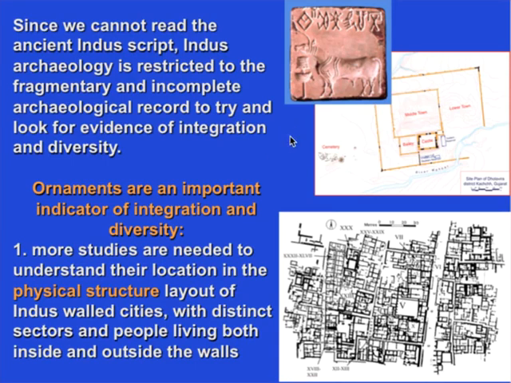So I want to conclude by just saying that since we can't read the Indus script, the Indus archaeology is restricted to the fragmentary and incomplete archaeological record to try and look for evidence of integration and diversity, and ornaments are an important indicator of this integration and diversity. We need more studies of the physical structures of where ornaments were found. So the earlier excavations did not record things in great detail. So we need much more of that to better understand patterns in the Indus cities.